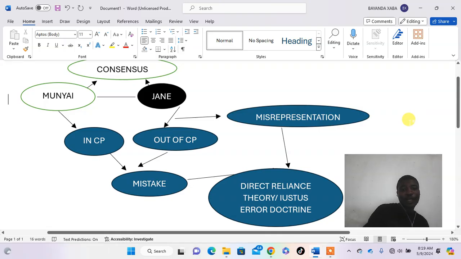Yes, then I corrected it so that you can see that when there is an absence of consensus, of course, it gives rise to mistake. When someone has been manipulated or the consensus was improperly obtained, it can be undue influence, it can be duress, and then it gives rise to misrepresentation. But that doesn't render the contract invalid, because both of them can be challenged on the basis of the direct reliance theory or the Instuas error doctrine, which means that the misrepresentation or mistake was reasonable.